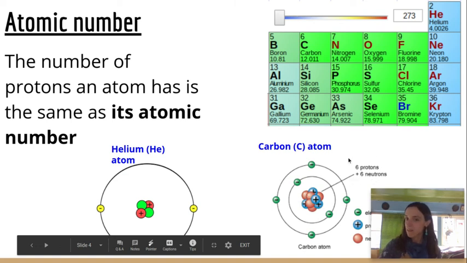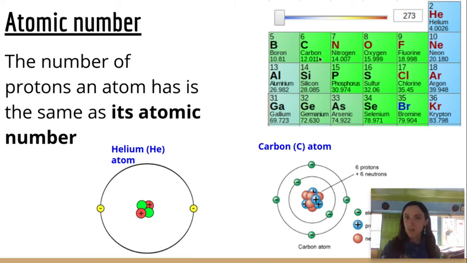Now, if we were able to zoom in and remove 1 proton from this carbon atom, it would become boron, because boron has an atomic number 5, and that atom would have 5 protons, which changes the chemical composition of the atom.